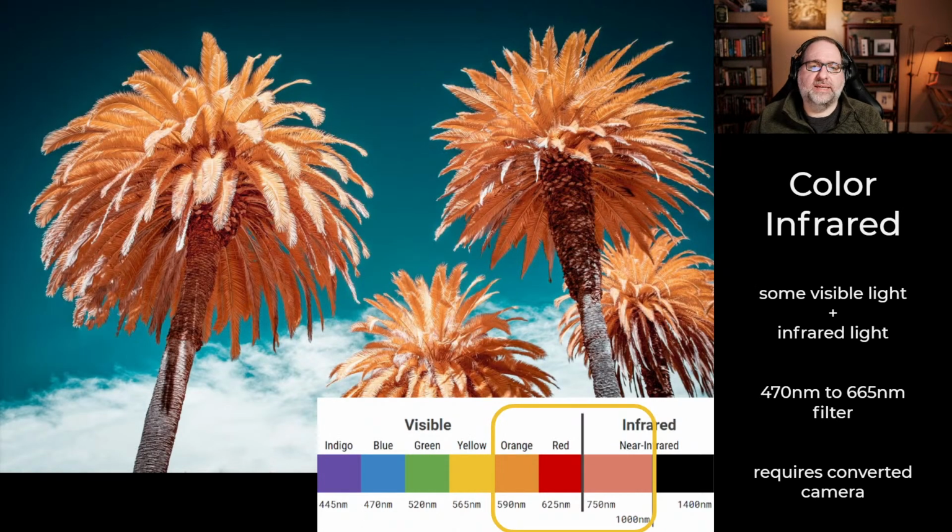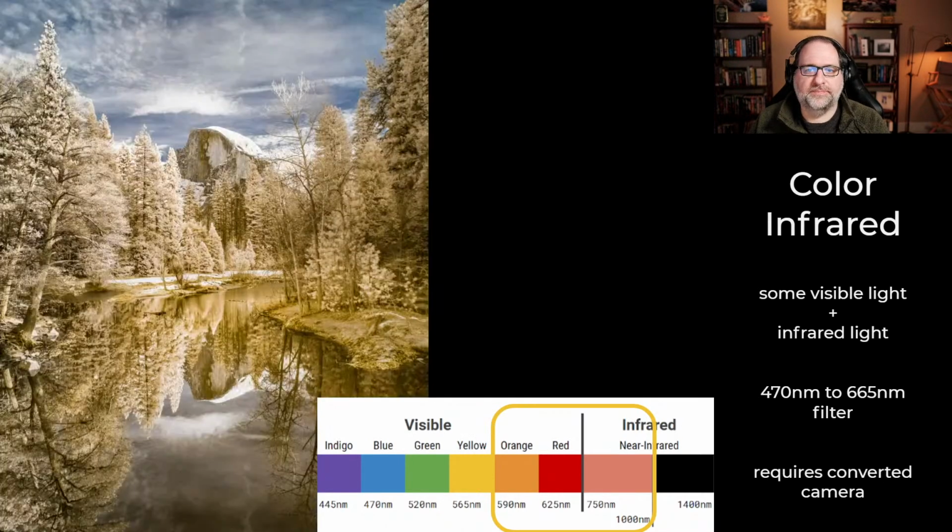Color infrared captures some visible light, such as oranges and reds, as well as infrared light. The additional visible light adds vivid color to the foliage. And then after swapping reds and blues in the processing, skies are blue or teal, and the foliage becomes yellow or orange.